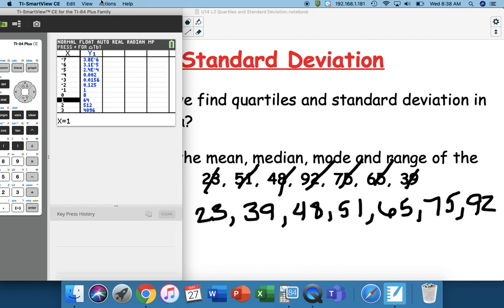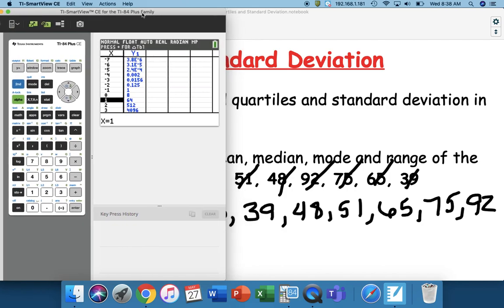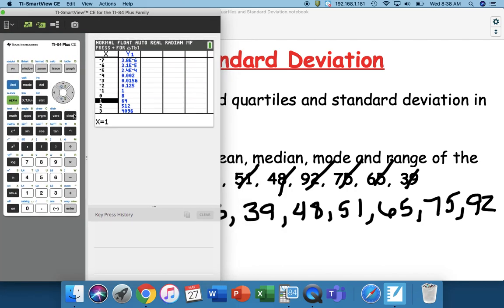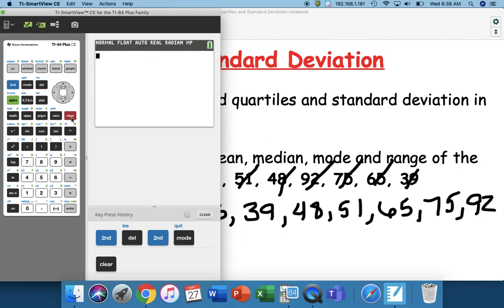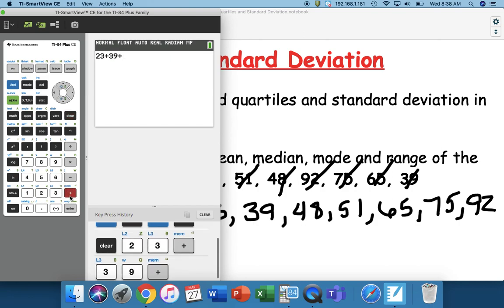So now let's add these together and find our mean. That's the first thing we do. Remember to find the mean, which is your average, you add them all up and divide by how many there are. So we're going to do 23 plus 39 plus 48 plus 51 plus 65 plus 75 plus 92. Enter, so we get a total of 393.